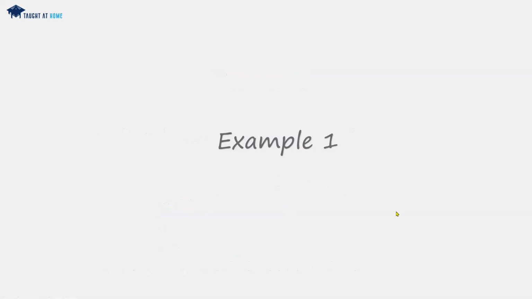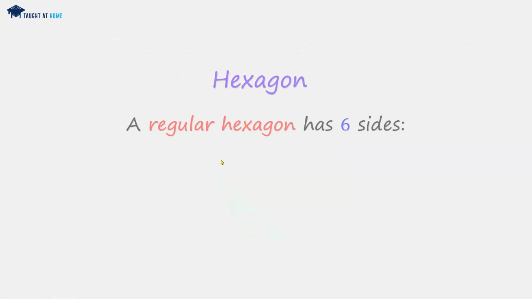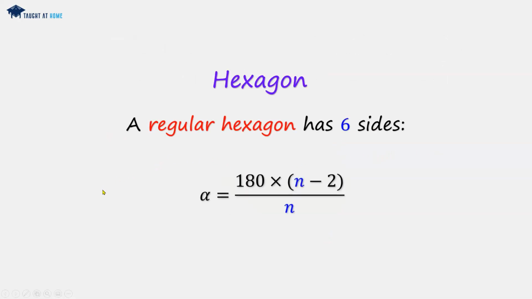Let's take an example. Example 1. What is the size of each interior angle for a regular hexagon? Here we have a regular hexagon, so all side lengths are equal, and therefore all interior angles are equal. A regular hexagon has 6 sides. So let's take our formula, and we're going to substitute the number of sides, 6, where you see n.